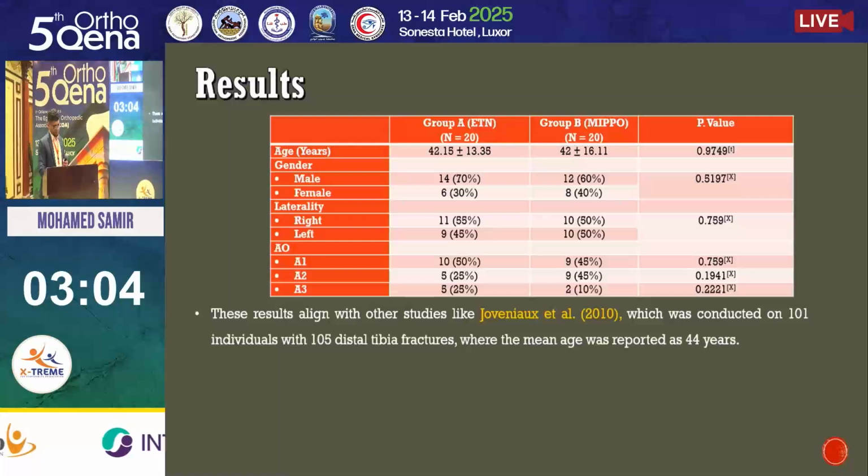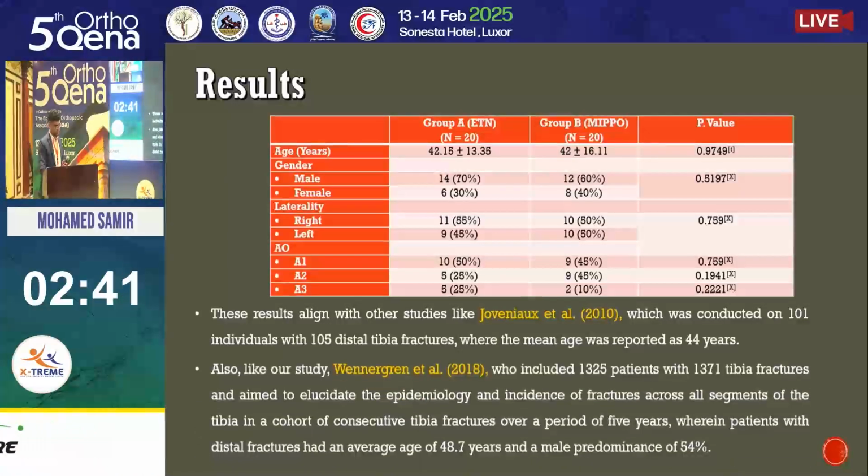The results: regarding fracture types, A1 was 10 cases in Group A and 9 cases in Group B, A2 was 5 cases in Group A and 9 cases in Group B, and A3 was 5 versus 2. This is similar to the parameters of the Jovanix study and the Wintergreen study.